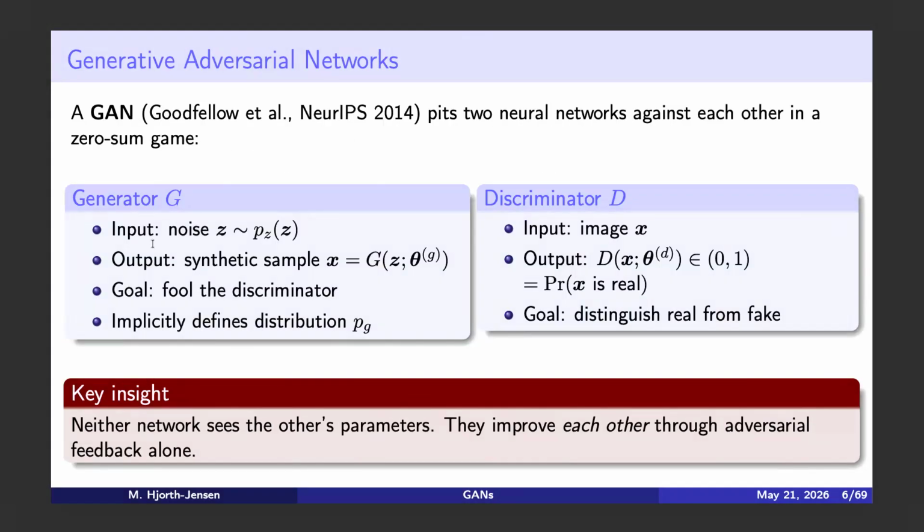The GAN, as it's set up, was proposed by Goodfellow, one of the authors with Bengio and co. of perhaps one of the best books in the field. And it pits two neural networks against each other in a zero-sum game.